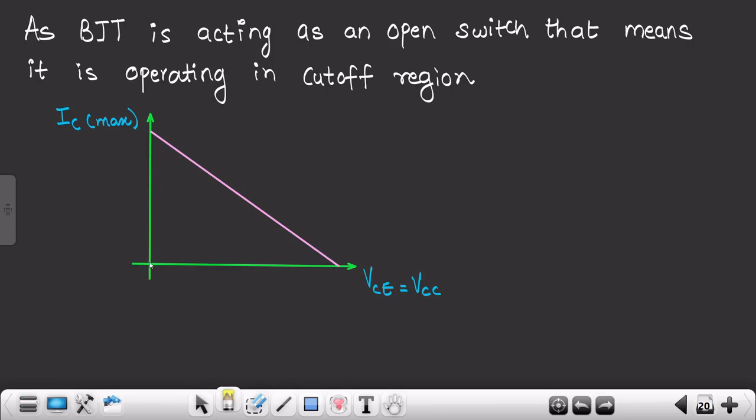So your BJT is operating in the cutoff mode, so it would be something like this. And as you can see, the input current is almost 0. So this is your IC. Since your input current is 0, therefore the output current is almost equal to 0. So BJT is operating in the cutoff mode.